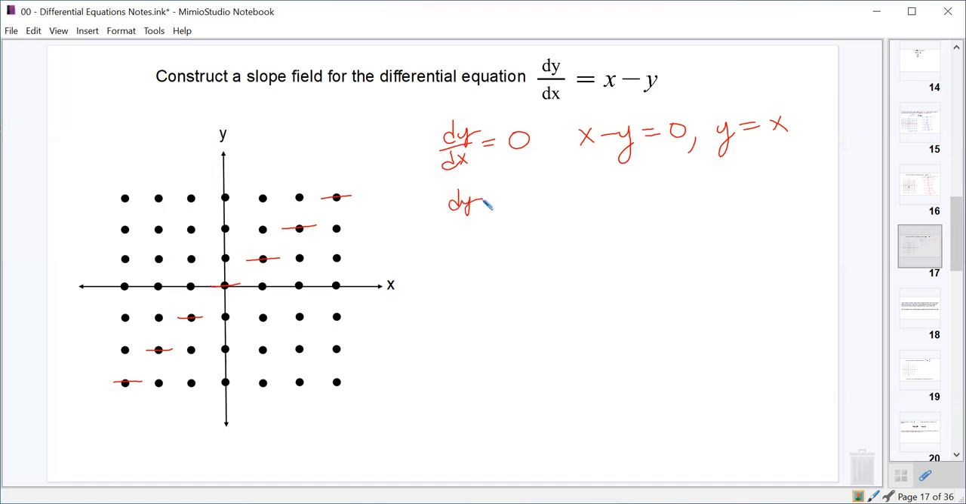Let's let dy dx equal 1. That would tell us that x minus y is equal to 1, because that's what dy dx is. Or that y is equal to x minus 1. And so now we just need to look at the line y equals x minus 1, which would be this line right here. And everywhere along that line, we'll draw a slope of 1, because that's what we let dy dx equal.